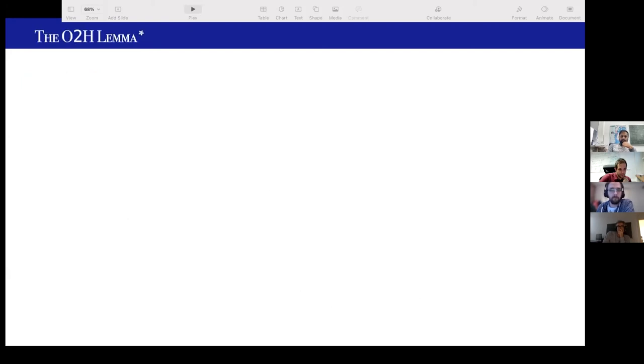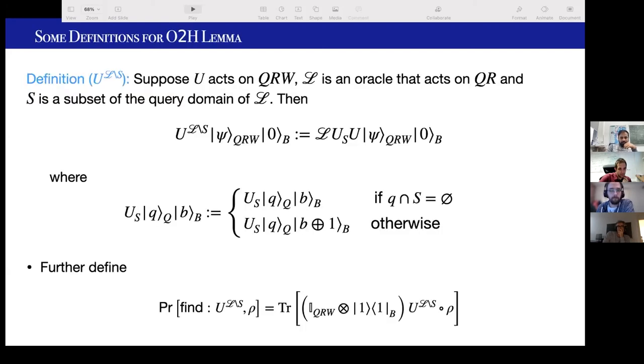And then we define an event Find, which tells you whether the queries were made in S. So Find is the event saying that a query was made in S. If I compute the probability, you simply see when the B register is in the one state, and then you will know that the query was in S. So this is the probability of Find. So Find is an event. What I'm trying to do here is somehow single out the domain part of the queries, that there is some domain part, and I want to know whether the query was made in that domain or not.